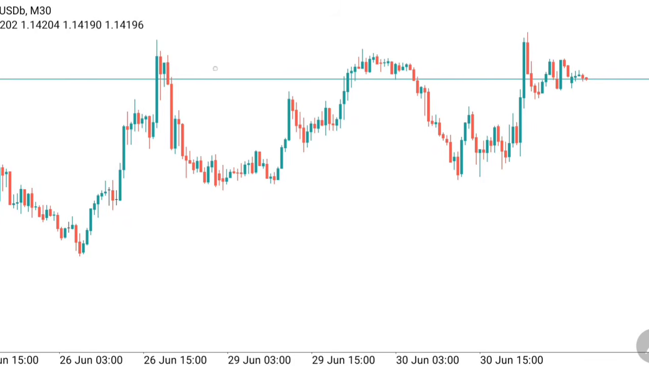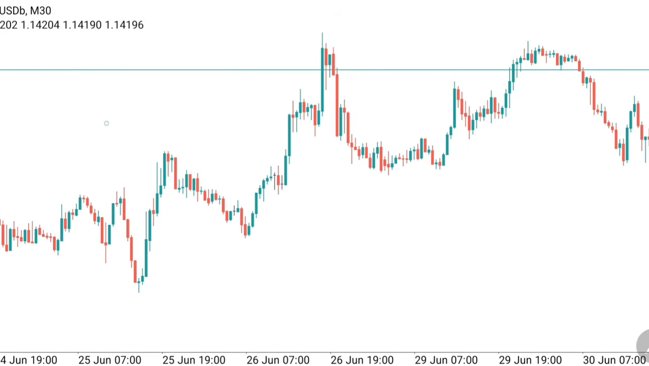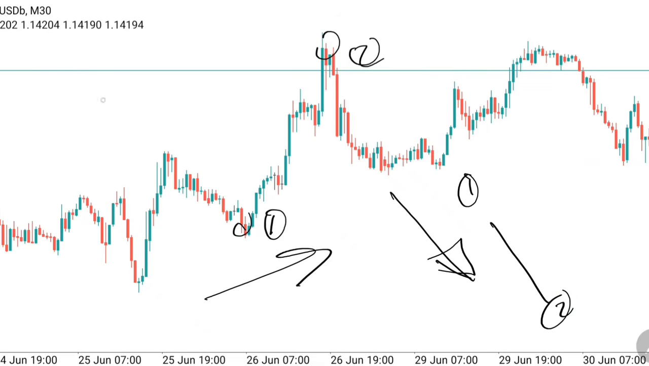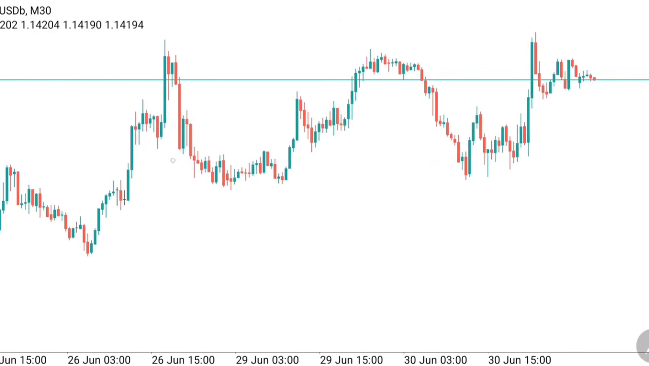So in this case, what do you need to do? You apply the Fibonacci tool. All right, so this is the swing high here and this is the swing low. So if you are applying it on a bullish market, you apply it from the swing low to the swing high, right? If you're applying the Fibonacci tool to a bearish market, you apply it from the swing high to the swing low. Very important. So let me explain what I mean again.